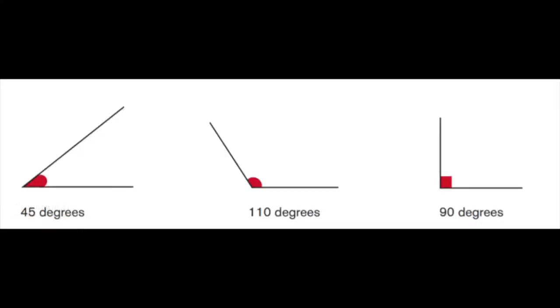The last word we need to learn about is angle. An angle is the space between two lines that cross. This is usually measured in degrees.